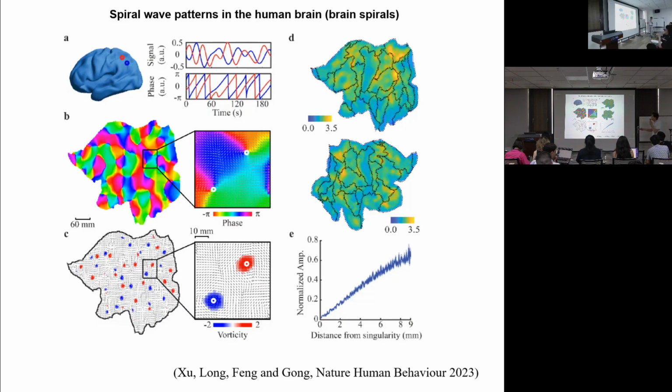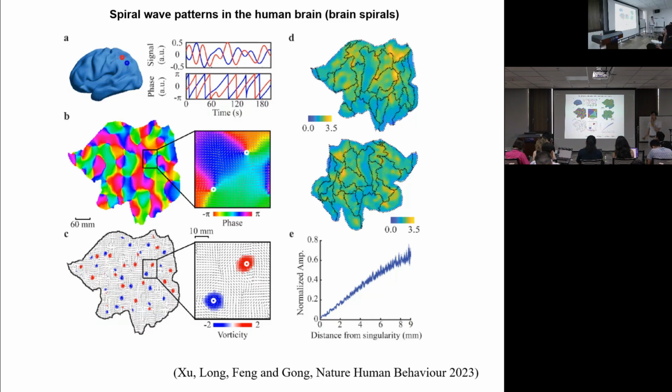Another feature I wanted to point out: you see those spirals, they tend to be located around the boundaries between different functional networks. So this is one functional network, this is another functional network. These dashed lines indicate boundaries between different functional networks. So those spirals are located around boundaries.